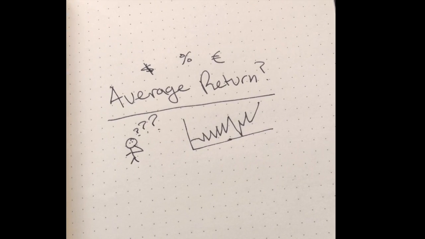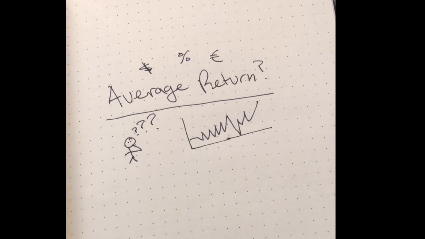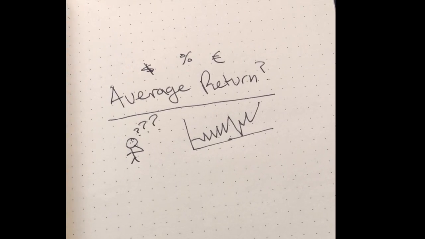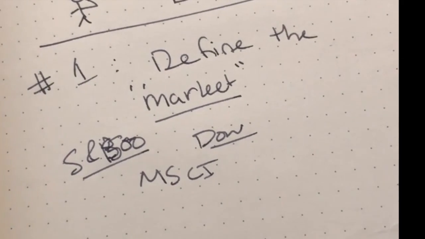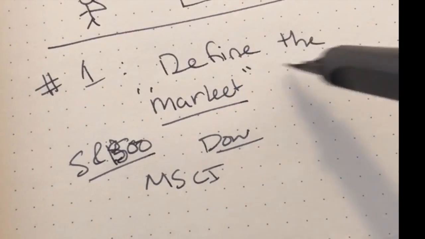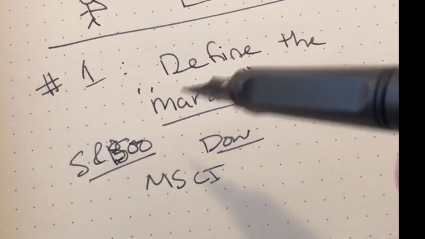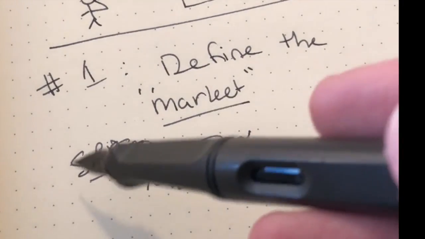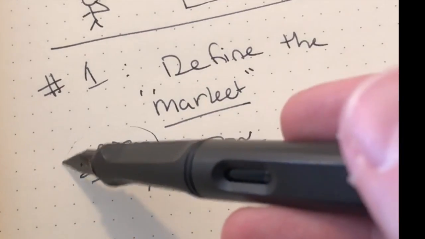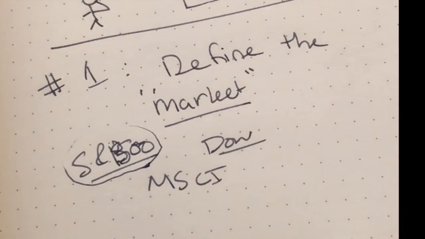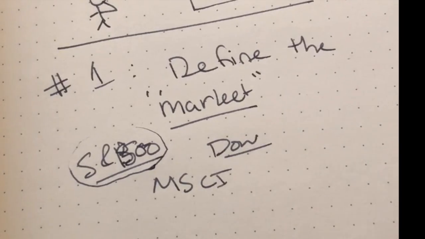A question a lot of people have about the stock market is, what's its average return per year? The first thing you really have to do to answer that question is define what the market is. A lot of people will refer to the market as the S&P 500. But what the S&P 500 is, it's the largest 500 stocks traded in the US.